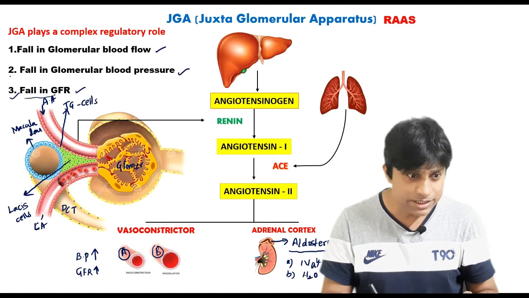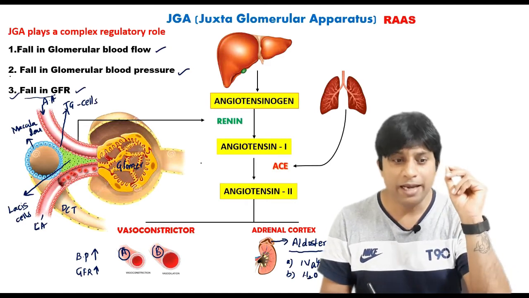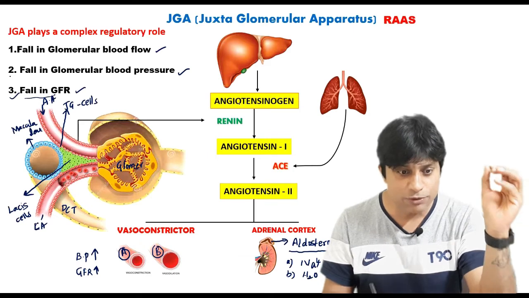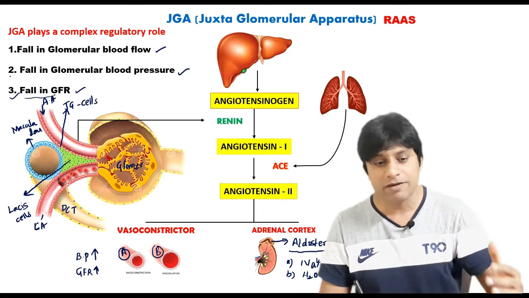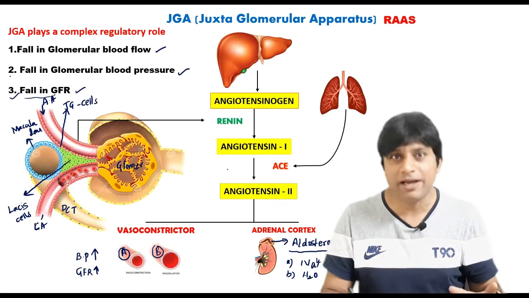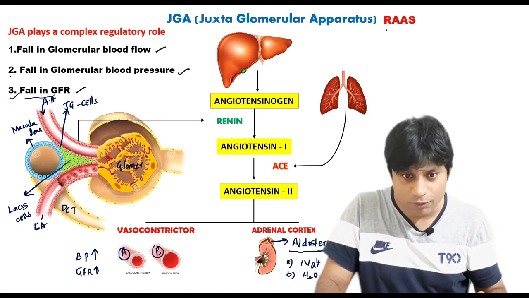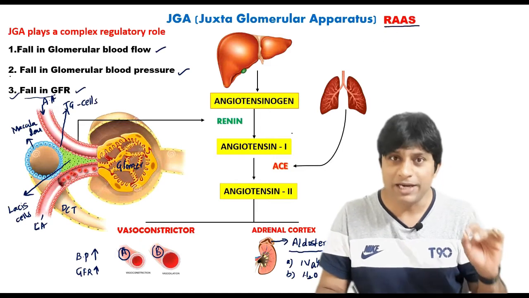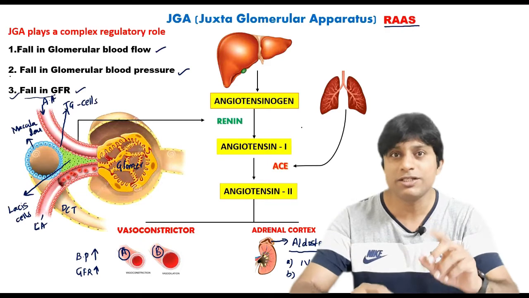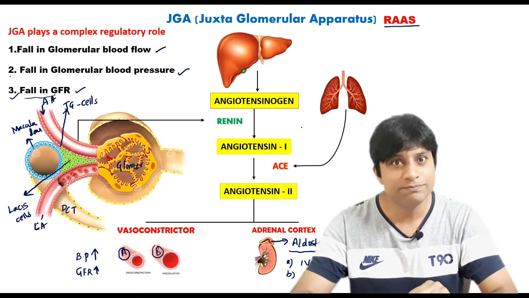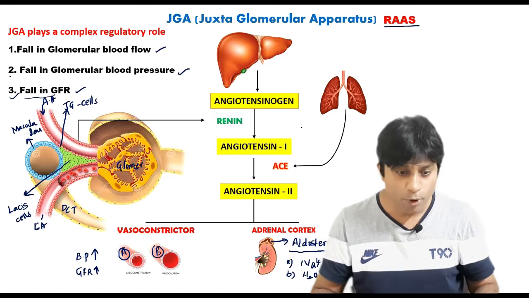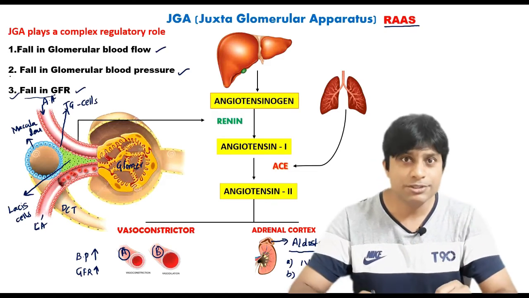So for all these, the principal enzyme here is renin. This renin converts angiotensinogen to angiotensin 1. Later on it is converted into angiotensin 2 by angiotensin converting enzyme. So this mechanism is called the RAAS mechanism, the renin angiotensin aldosterone system. So this is the complex role played by it. Now because of this RAAS mechanism, right? Body fluid volume increases.